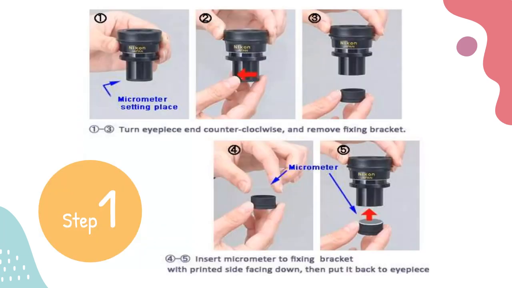This is how you place the ocular micrometer in the eyepiece. Did you know you can actually remove the eyepiece of the microscope, turn the bottom end, and remove the fixing bracket? This fixing bracket is where we will put the ocular micrometer. Then insert the ocular micrometer, the glass disc, into the bracket with the printed side down. Lastly, return the bracket with the micrometer back into the eyepiece and put the eyepiece back into the microscope.